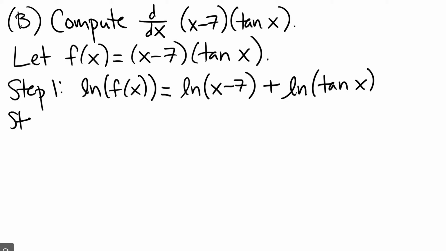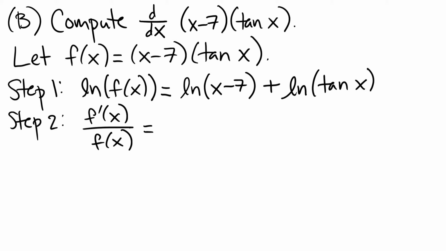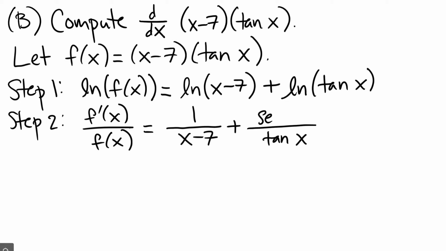Now in step 2, when we differentiate, we always get the same thing on the left. And now each term we just differentiate, taking care to use the chain rule. So for ln(x minus 7), we get the thing inside on the bottom. That's how you differentiate ln. And then on top you get the derivative of the inside thing, which here is just 1. In the other term, you get tangent x in the bottom and secant squared x in the top, just like we did in example A.